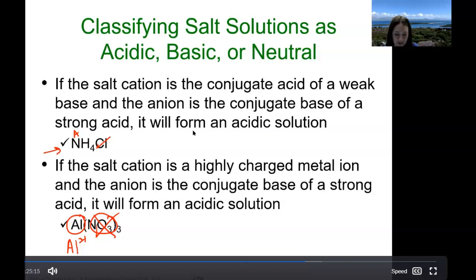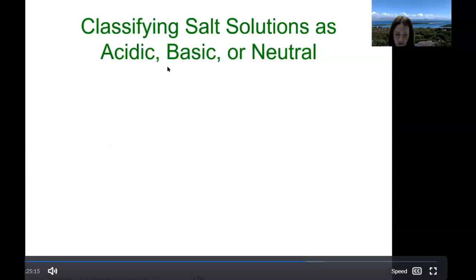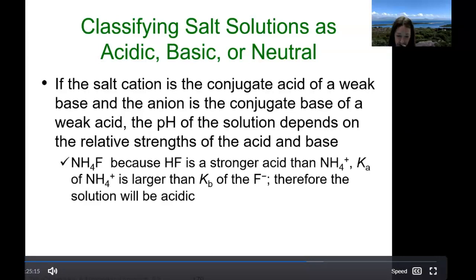Now, this is the question someone proposed. We're going to do an example with this one because this one's difficult. What happens if the cation is the conjugate acid of a weak base, and you've got a weak acid and a weak base? So NH4 comes from NH3. So this must be acidic. F comes from HF. So this must be basic. Oh, they do not cancel each other out. Okay, well, in that case, we actually have to look at the Kas and the Kbs, right? And this is actually going to be an acidic solution because HF is a stronger acid. The Ka of HF is bigger than the Kb, so therefore it's acidic.